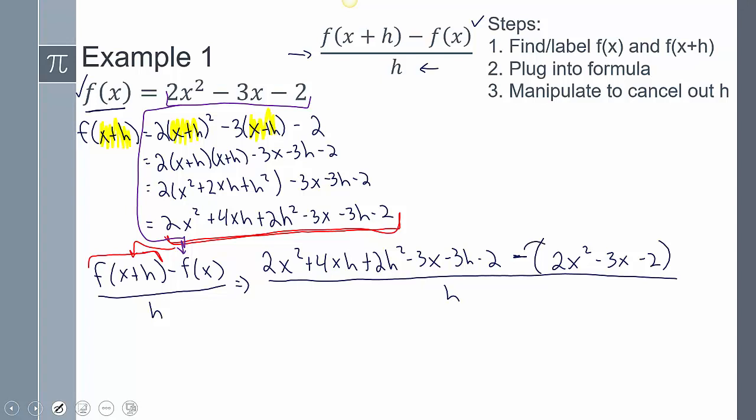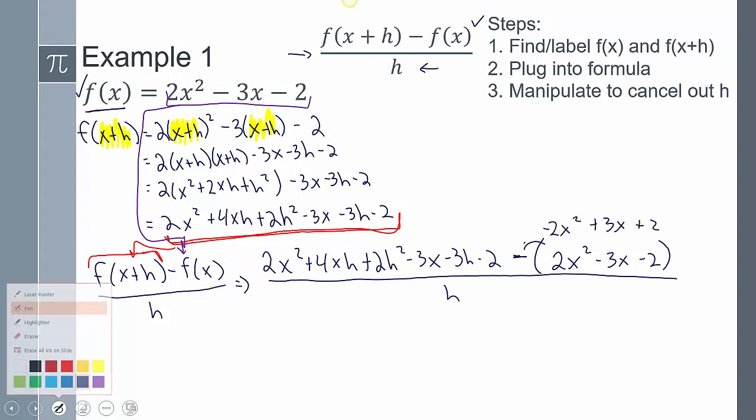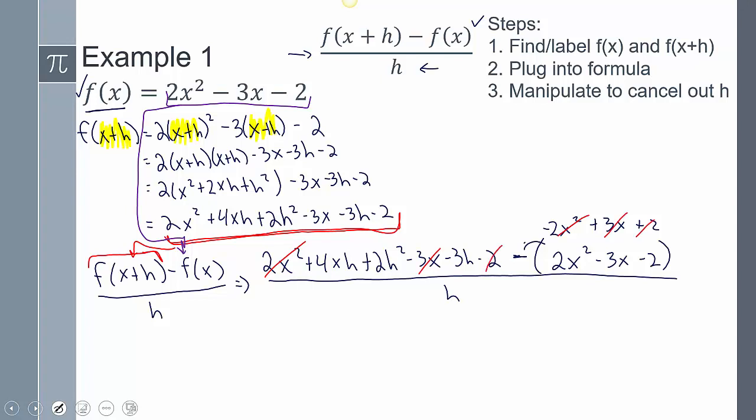If I distribute this negative through, I get negative 2x squared plus 3x plus 2. Well, it just so happens that the positive 2x squared and that cancels out. The minus 3x and the positive 3x cancel out, and the negative 2 and the positive 2 cancel out. And so now I'm going to be left with 4xh plus 2h squared minus 3h all over h.